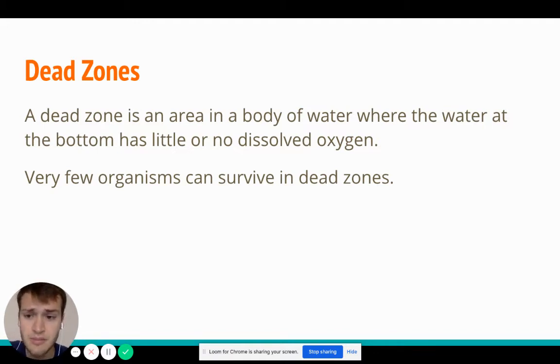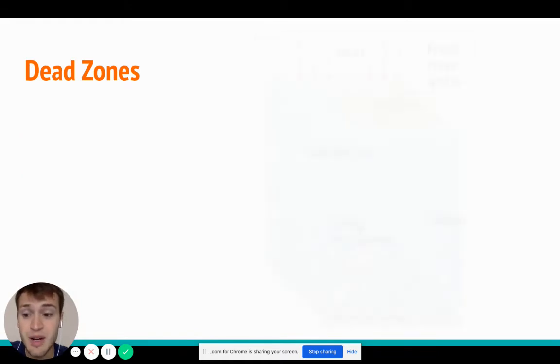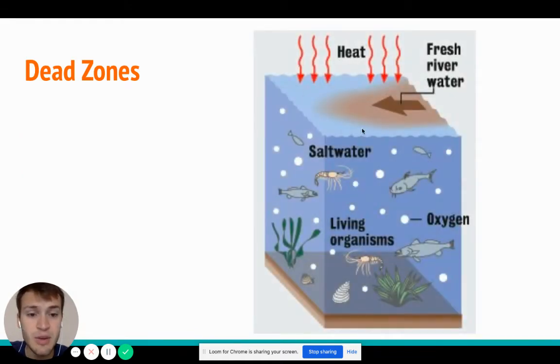So let's take a look at how dead zones are formed. Here we have a diagram that's going to help us understand this. At the top, you'll see we have fresh river water. That's this brown stuff. This is water that's coming straight from the river. All this blue water is salt water. And these little white dots are oxygen bubbles. Real oxygen bubbles in water are much smaller than this, but this is just so that you can see them.